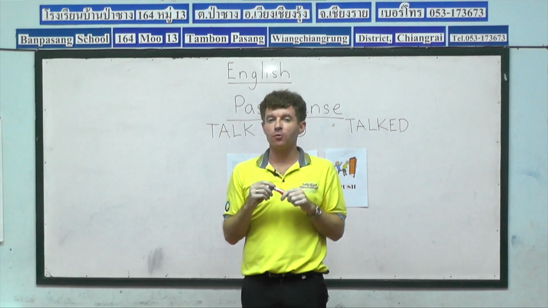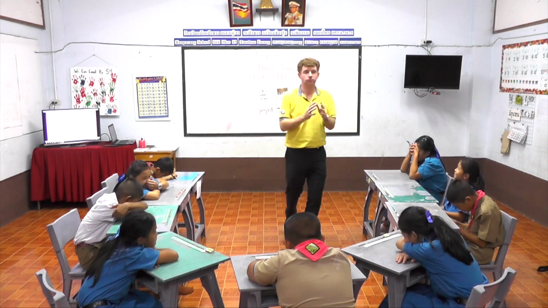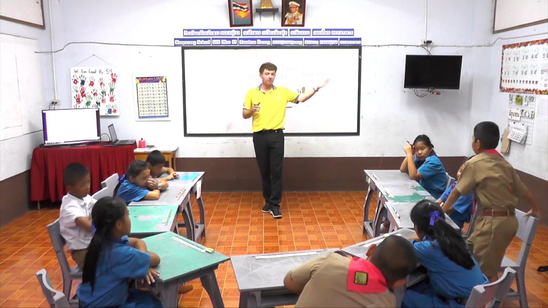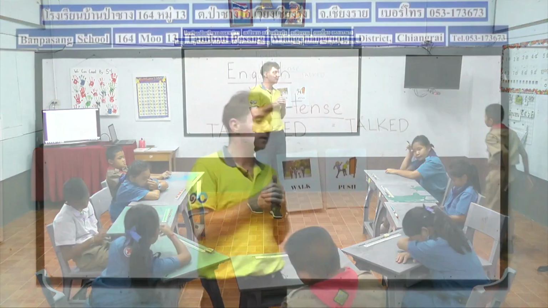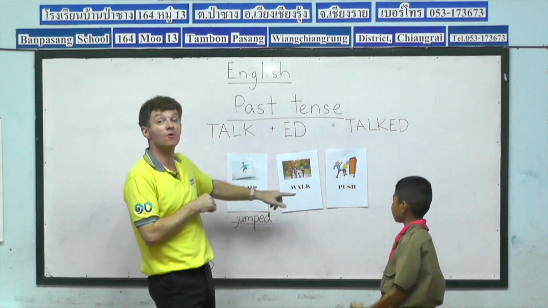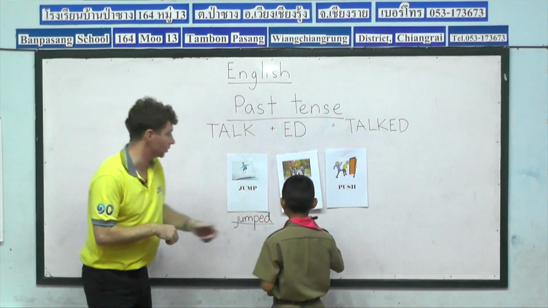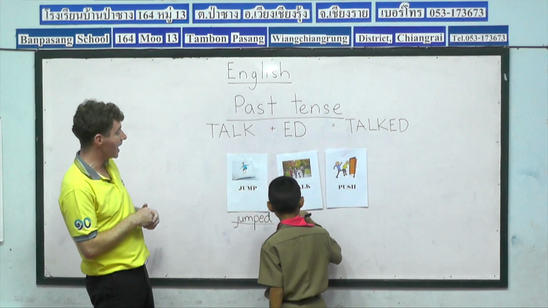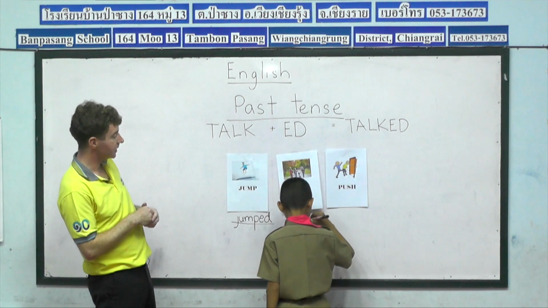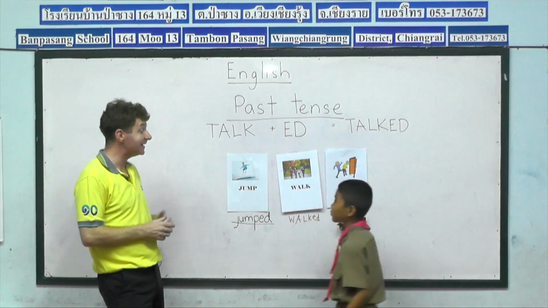We still have 2 more verb words, so let's see who can help us next. Okay, so now it's Pangpon's turn. Pangpon, come and join me at the front, please. And I would like Pangpon to change the verb walk into past tense form. So first of all, we need W, A, L, K. And then to change it into the past tense, ED.